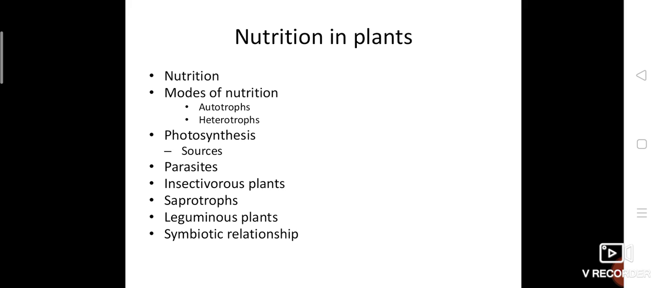Then next lesson, nutrition in plants. In this lesson we have talked about what is nutrition and what are the modes of nutrition. That is, there are two modes, autotrophs and heterotrophs. What is photosynthesis, how photosynthesis is taking place, what are the sources needed: sunlight, water and carbon dioxide. And what about parasites, what are parasites, insectivorous plants, saprotrophs, leguminous plants, symbiotic relationship. So these are the important topics we discussed in this lesson.